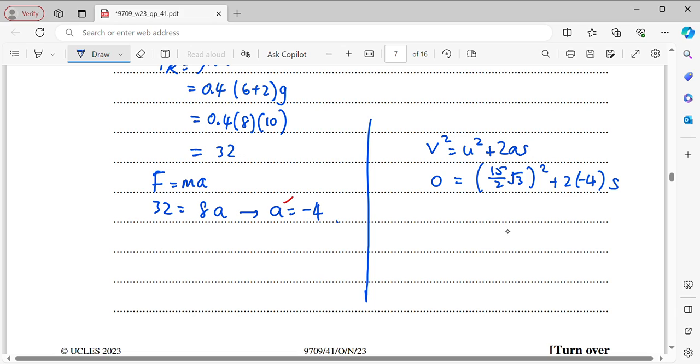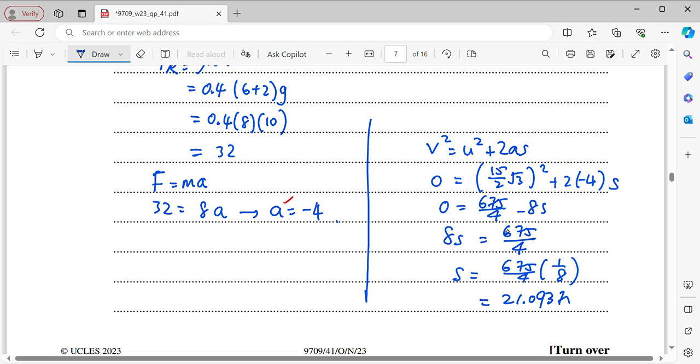Then from here, you will get 0 equals 675 over 4 minus 8S. So 8S is 675 over 4. At last, your S is 675 over 4 times 1 over 8. Therefore, you will get 21.09375, which is 21.1 meters. So that's the distance traveled.